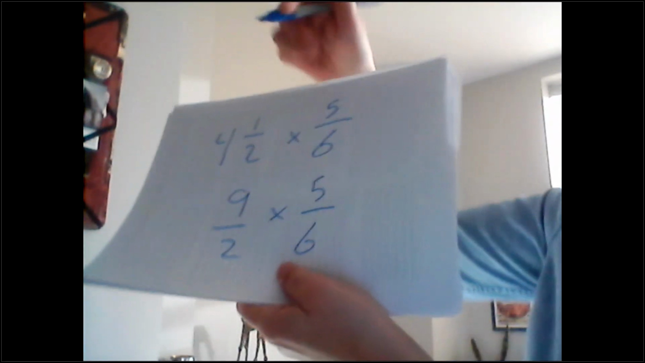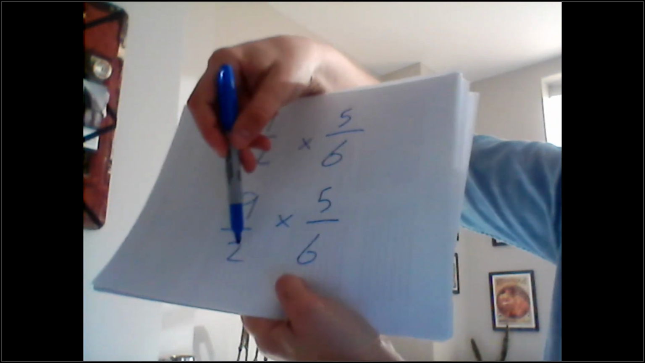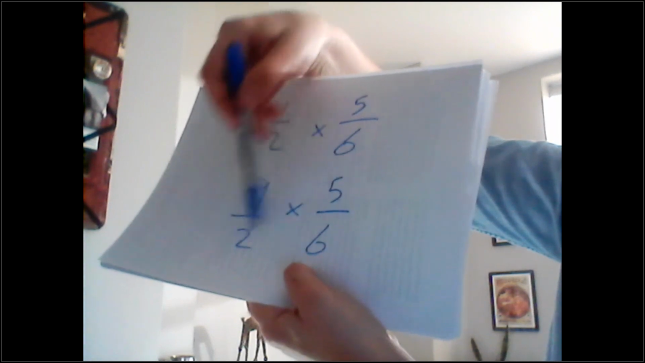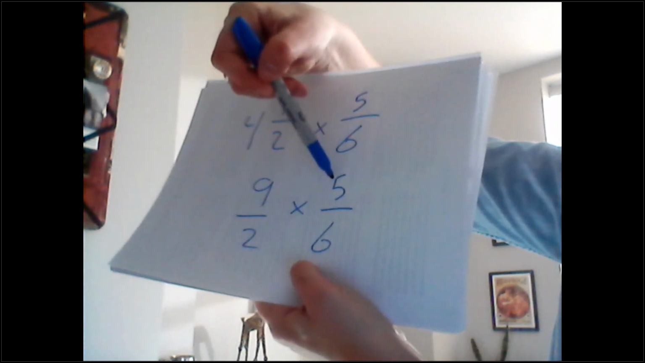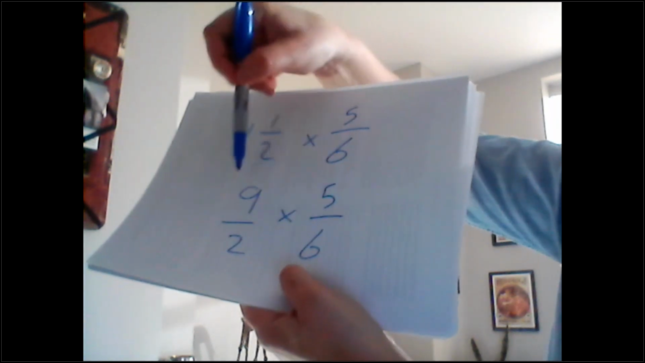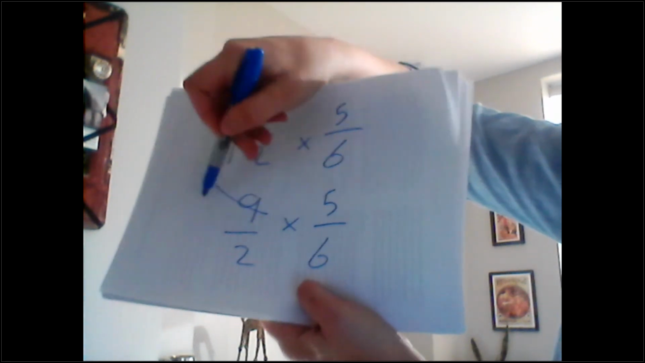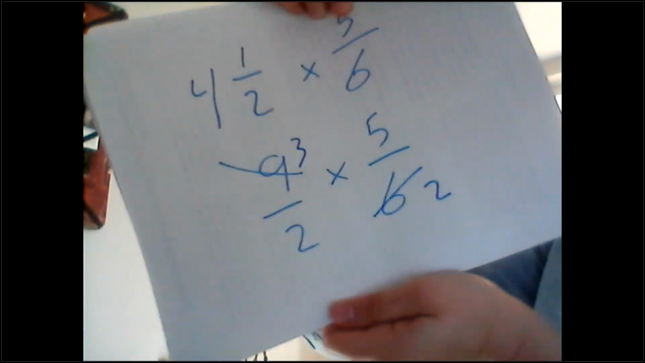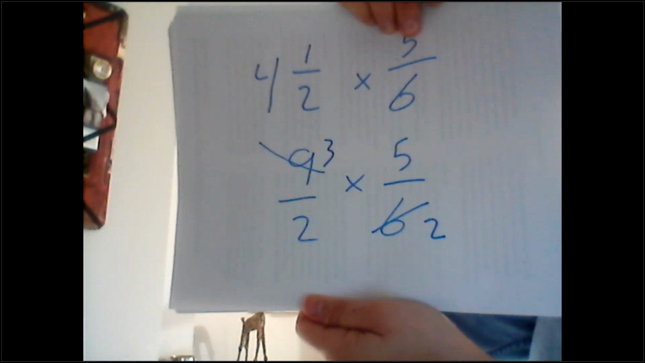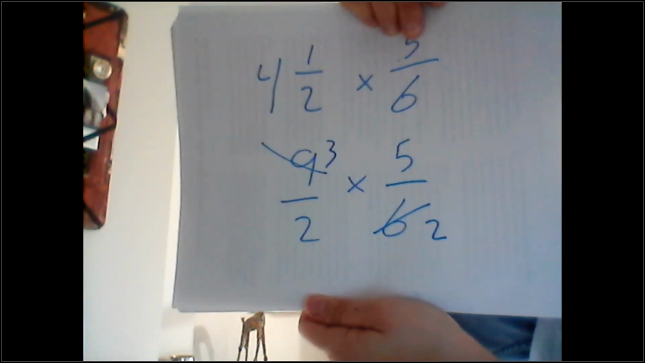So I look at my 5 and my 2, and there's nothing that's divisible by both. I can divide 2 by 2, but I can't divide 5 by 2, so I'm going to leave those there. But I can definitely divide 9 and 6 by 3. So if I divide the 9 by 3, I get 3. If I divide the 6 by 3, I get 2. So now I've simplified my multiplication equation, and I'm going to multiply 3 times 5 and 2 times 2. So 3 times 5 is 15 over 4.